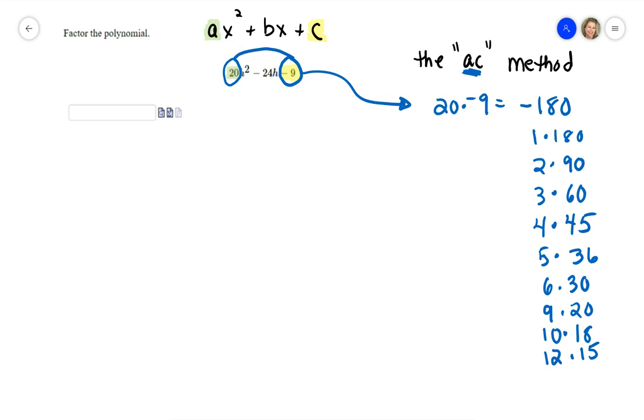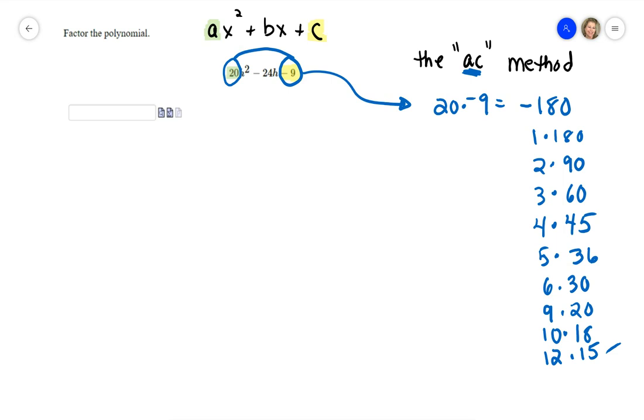Okay. Now, I did them in order. I went 1, 2, 3, 4, 5, 6, and that way when I got to 13, 14, and the next one would be 15, I stopped because I already had 15 over here. So I know I have every single pair of factors of 180.